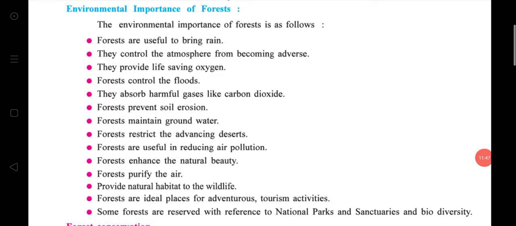Now your turn. Read this importance of forest. You have 1 minute. Try to learn. Done.